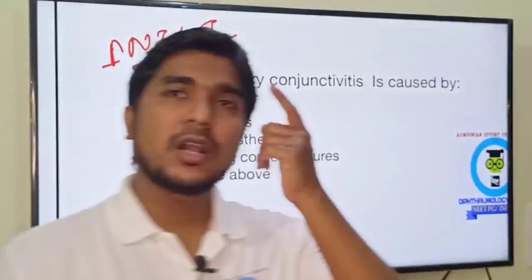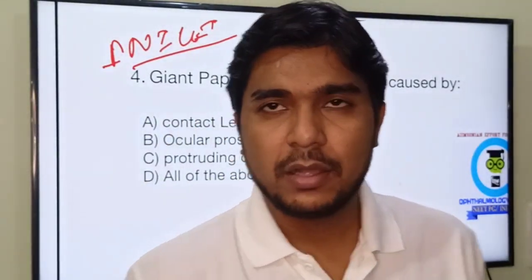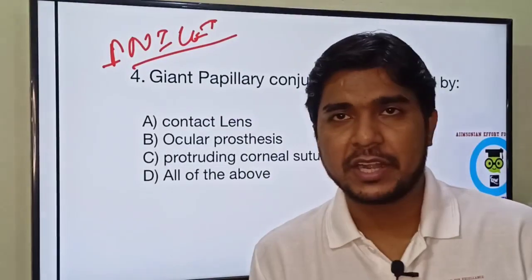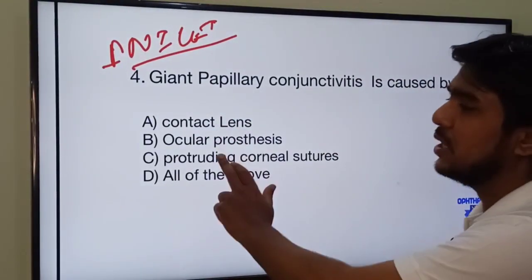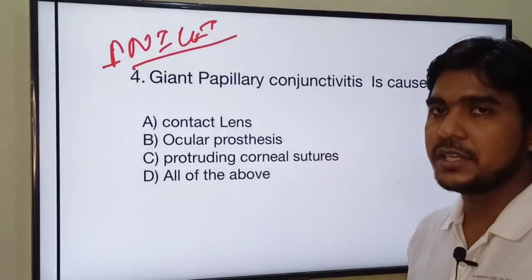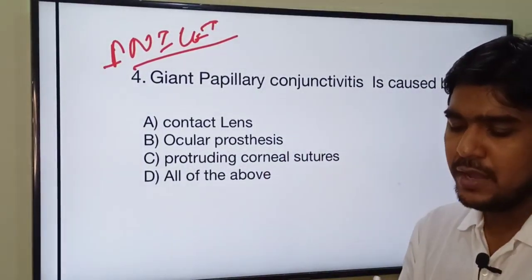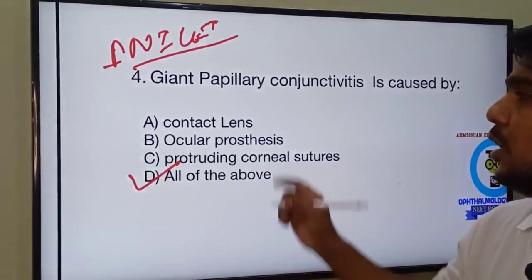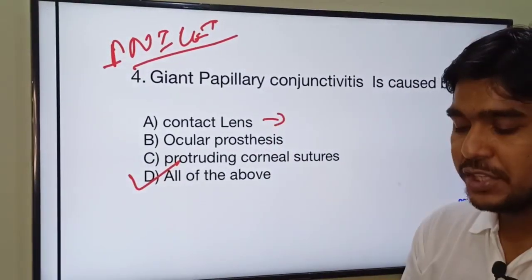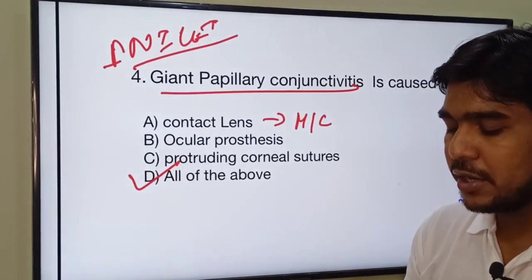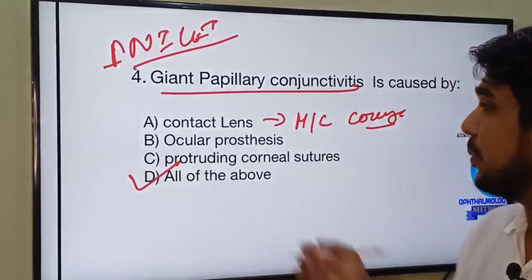Anything which is rubbing the upper tarsal conjunctiva can cause giant papillary conjunctivitis. Do you think all these three things rub the upper tarsal conjunctiva? So the answer to this question will be all of the above. The most common cause of giant papillary conjunctivitis is contact lens. So this can be asked in the examination.